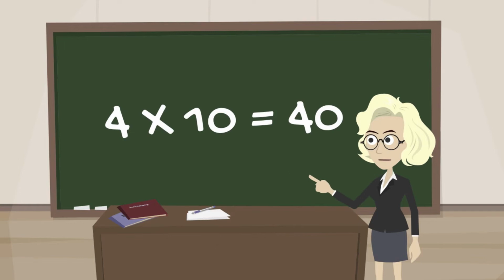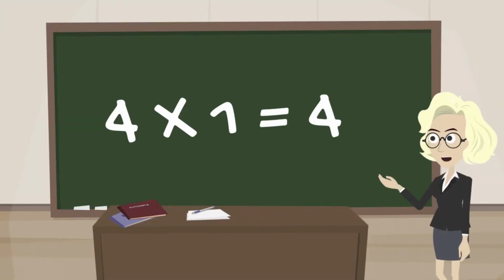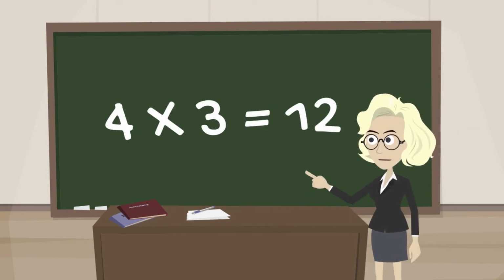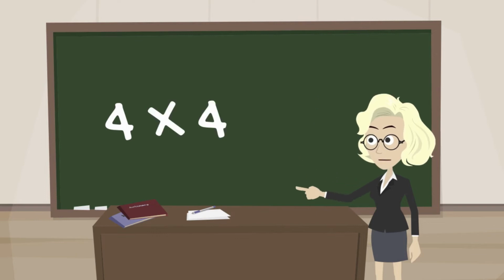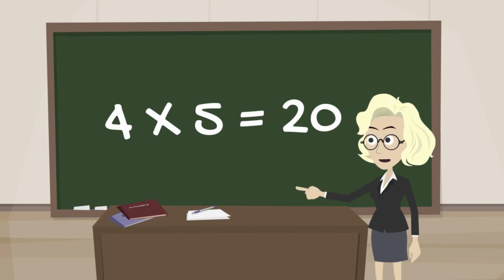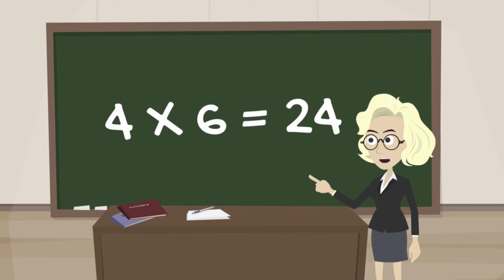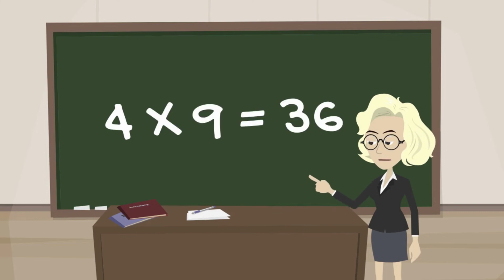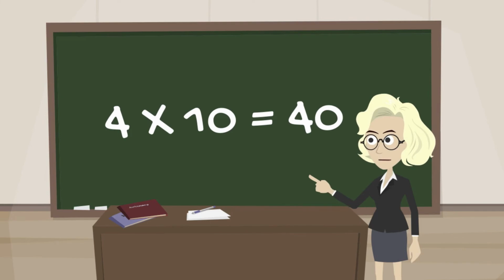4 tens are 40. Once more time. 4 ones are 4. 4 twos are 8. 4 threes are 12. 4 fours are 16. 4 fives are 20. 4 sixes are 24. 4 sevens are 28. 4 eights are 32. 4 nines are 36. 4 tens are 40.